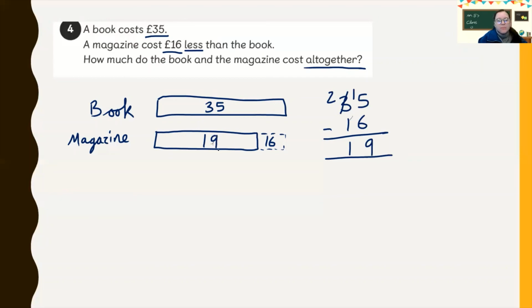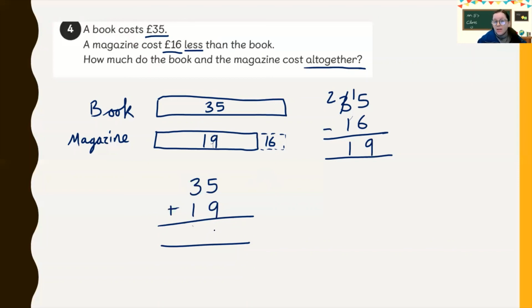Again, pricey magazine. How much do they cost all together? What kind of calculation do we need to do to work that out? All together is an add. Well done. 35, add 19. You could do this a clever way in your head, thinking 19 is 1 less than 20. So I could just go up 2 10s and take a 1 away. That would be really clever. Or you could do it this way. So we're adding, remember, because it's all together.